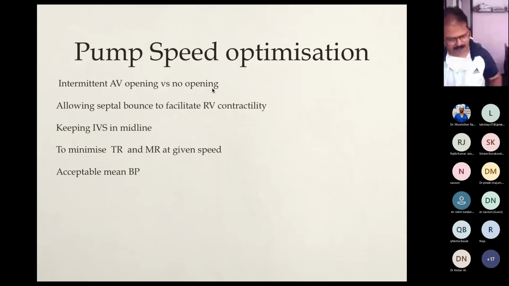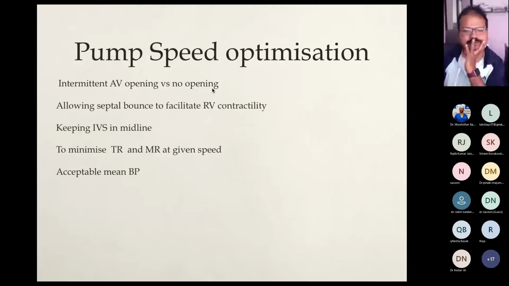Also, at the same time, we want the interventricular septum to be midline, not shifted to either side, and also to allow some septal bounce to facilitate the RV contractility. This is particularly very, very important, because the RV is always compromised. On top of that, if the septal contractility or septal bounce is missed, then the patient can have severe RV dysfunction. So it's always better to have some septal bounce.